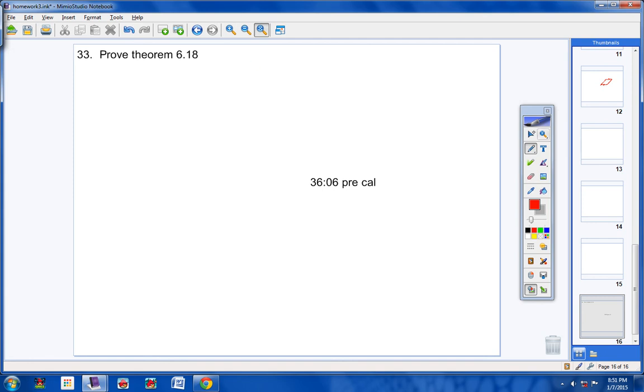theorem. That's a note for pre-calc class. Let me get rid of that. Let's prove theorem 6.18, okay? This is the theorem that says if you have an isosceles trapezoid, then diagonals are congruent. And you're responsible for this on tests and quizzes, okay?